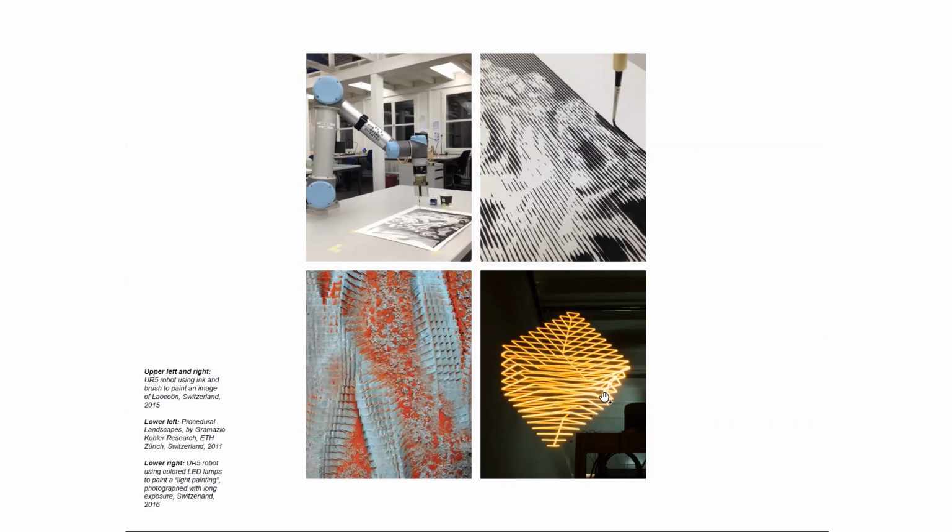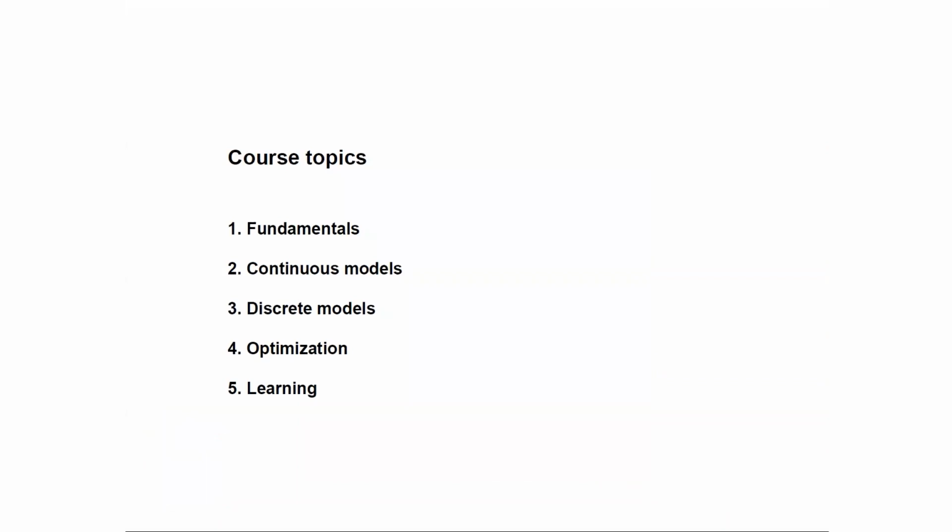And you can also use something similar to do light paintings, where you have long exposure photography and you're printing in the air with a small light source, like an LED lamp or something like that. These are just examples of how you can bring this algorithmic design into the real world, and that's where it really becomes interesting. Get it off the screen.